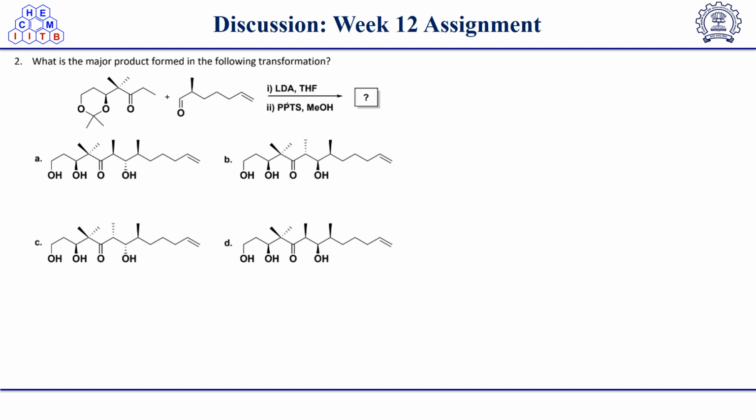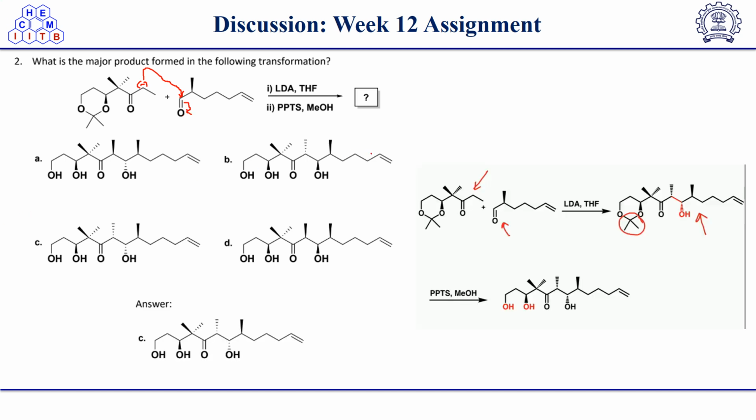So here, what will be happening? Similar to the previous case, by treating this ketone with LDA, an anion will be generated at this position and it will attack this electrophilic carbonyl carbon center, and as a result here we will get an aldehyde and here we will get an alcohol. So in the first step we will be getting this alcohol with this corresponding stereochemistry.